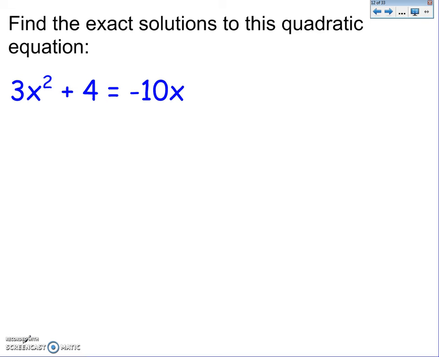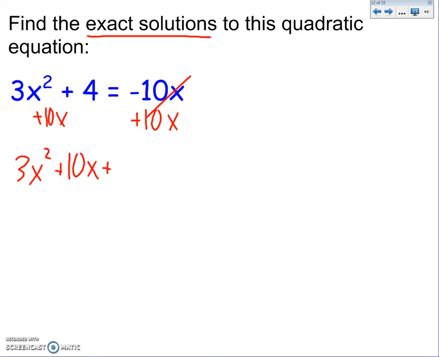Alright, so we're on find the exact solutions of the quadratic equation. Remember, to find the exact solutions, that just means solve it, we must use quadratic formula, or highly recommend quadratic formula. For quadratic formula, you need standard form, meaning you need ax squared plus bx plus c equals 0. We need 0 on one side, so I got to move this negative 10x to the other side, adding 10x to both sides. So our real equation is 3x squared plus 10x plus 4 equals 0.